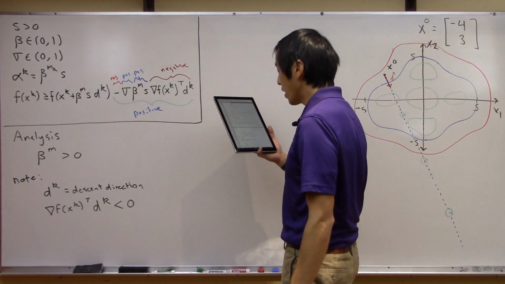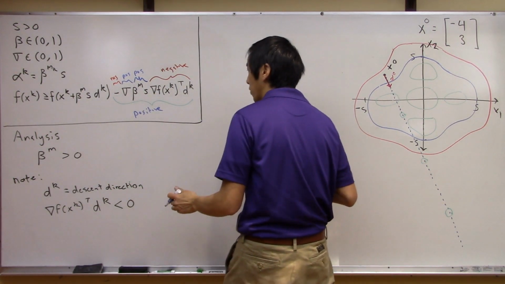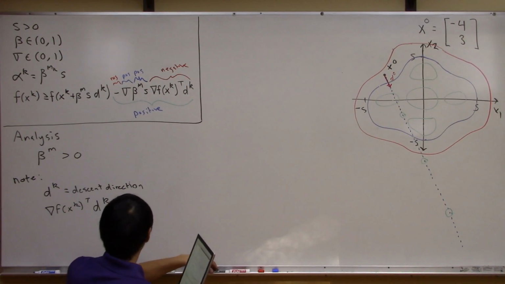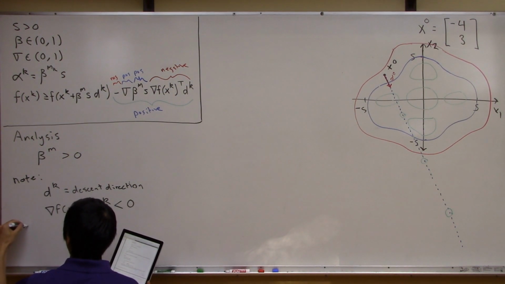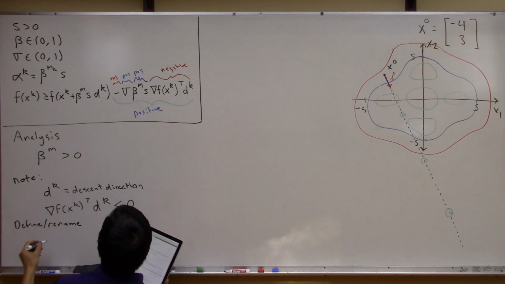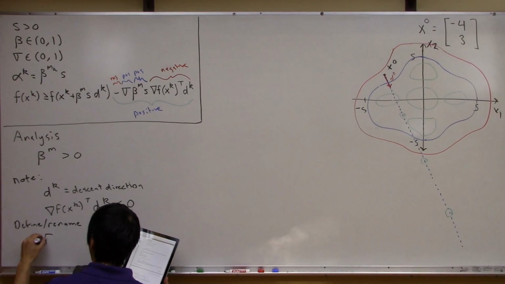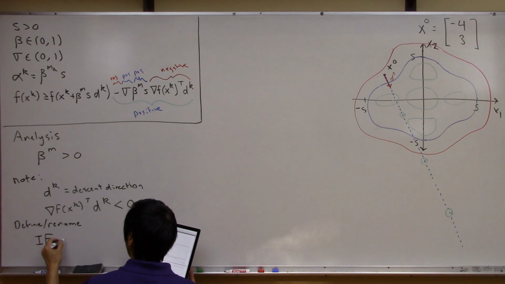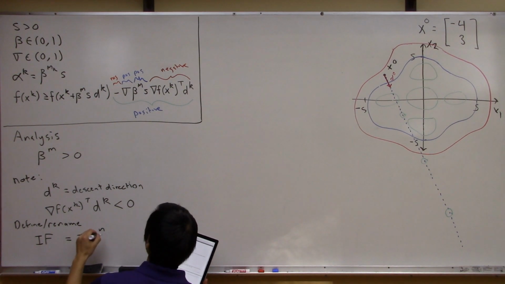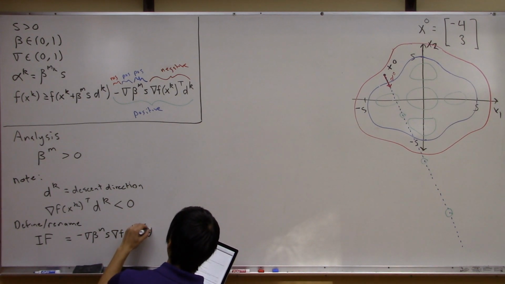In fact, let's call this entire thing the improvement factor. Where should I put that? Let's define this down here. I'm going to arbitrarily rename this entire gobbledygook, including the negative sign, as the improvement factor, which I'll abbreviate as IF. So the improvement factor at any given step is negative sigma beta to the m s grad f xk transpose dotted with dk.